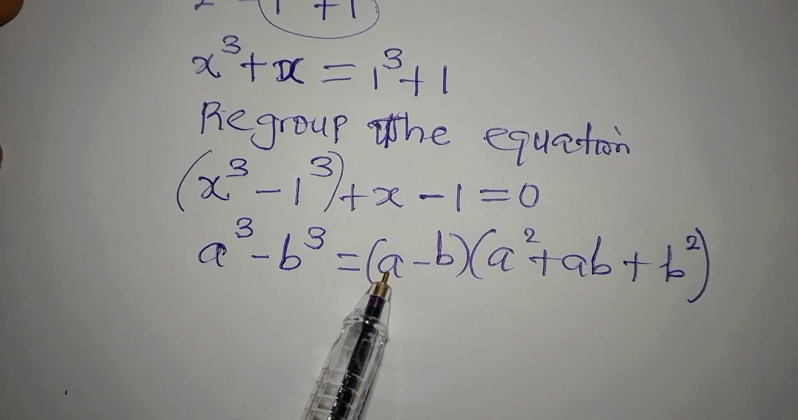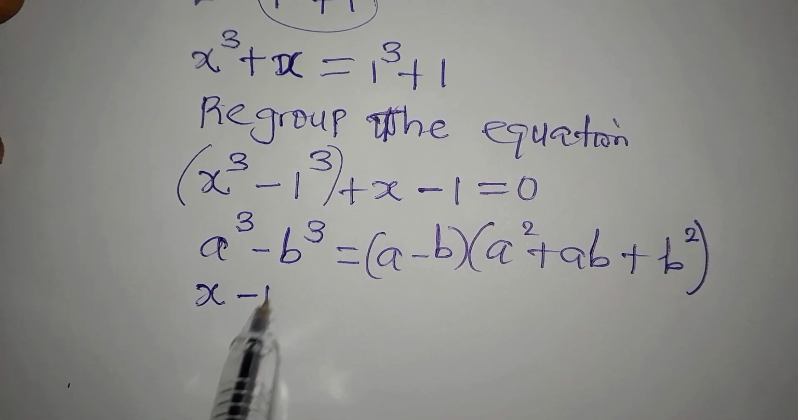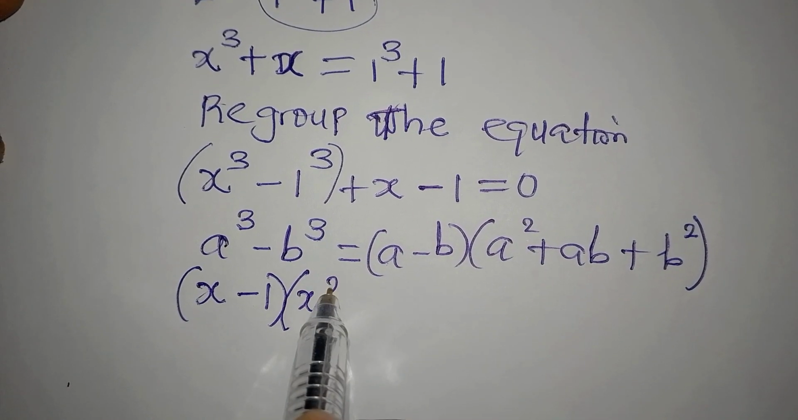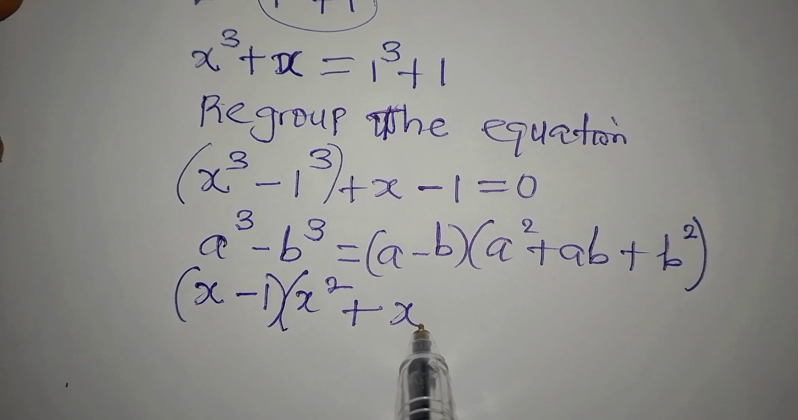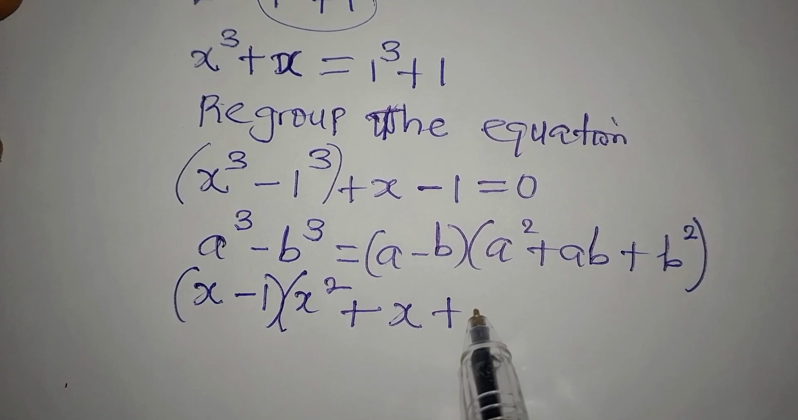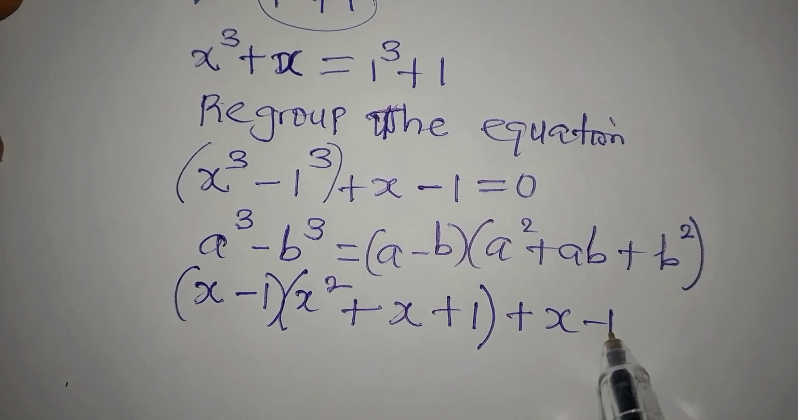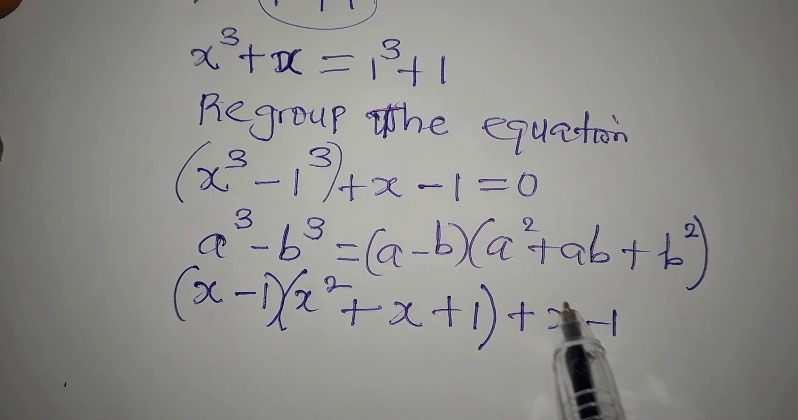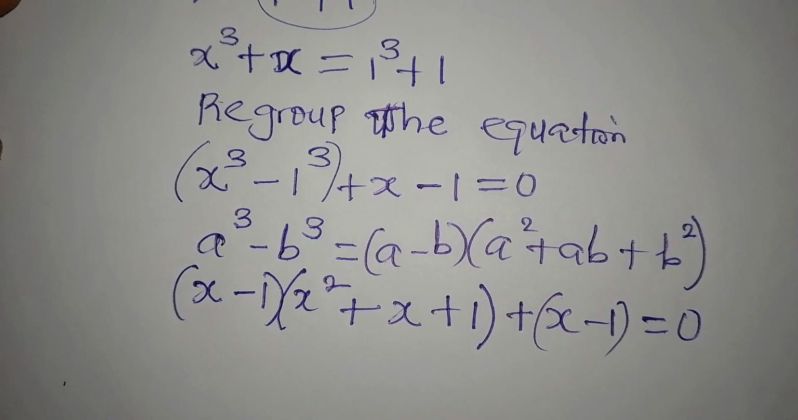So now our a minus b becomes x minus 1, so I'll write it down there. A squared is x squared, plus ab is x times 1, and that is x. B squared is 1 squared, and that is 1. Then plus x minus 1. Okay, this very one will be here in brackets, and then we equate to 0.